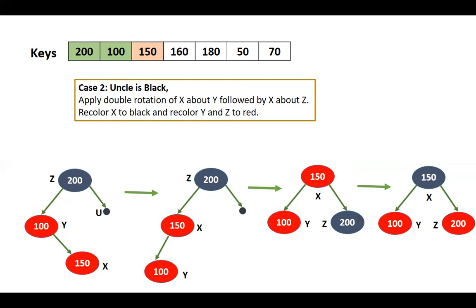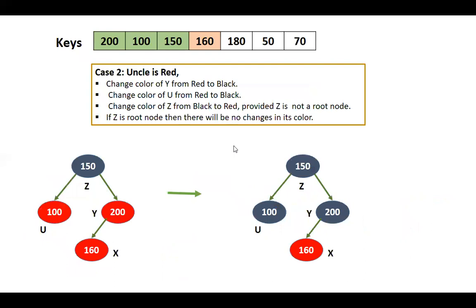Now, after double rotation, what you do? Recolor the nodes, right? So X is recolored as black, Y remains as it is, and Z is recolored as red. Fine. Double rotation: rotation 1, rotation 2, and recoloring of the nodes. Now the tree is balanced. A black node can have red children. Next, what we insert is 160, right?